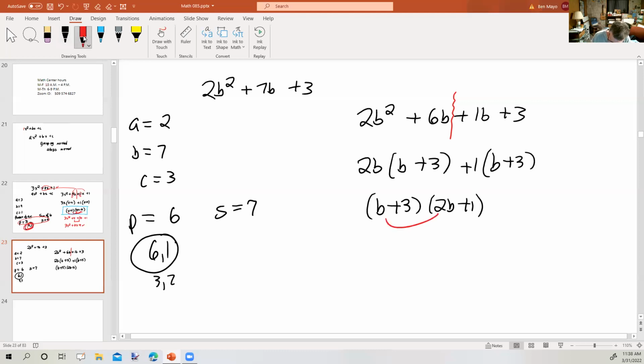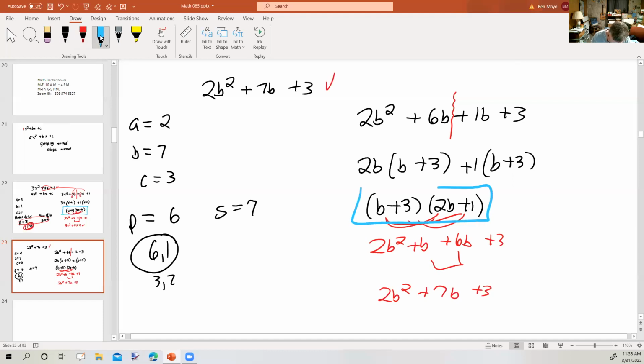Let's check our work. 2b squared plus b plus 6b plus 3. Combine like terms. 2b squared plus 7b plus 3. And it checks. So this is the correct answer. Any questions about that?